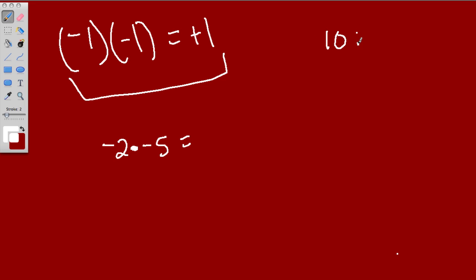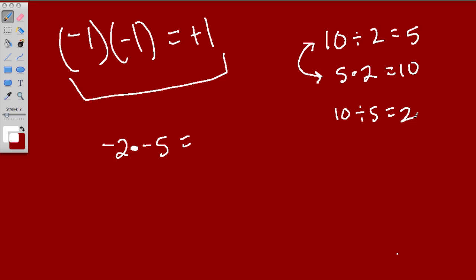10 divided by 2 is 5. Okay. That also means that 5 times 2 is 10. These two statements are directly connected. In the first, I had 10. I divided it by 2 and I got 5. In the second statement, I just took 5 and multiplied it by 2 to get 10. The same is true here. If I took 10 and I divided it by 5, I would get 2, because 2 times 5 is 10. That's with positive numbers. What if I change it up a little bit?